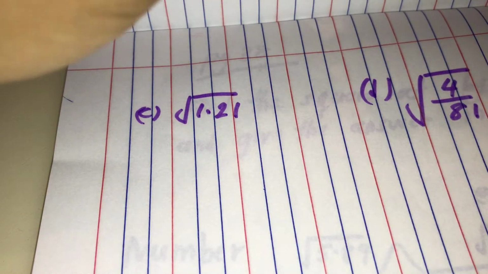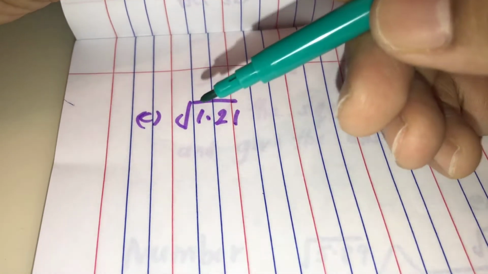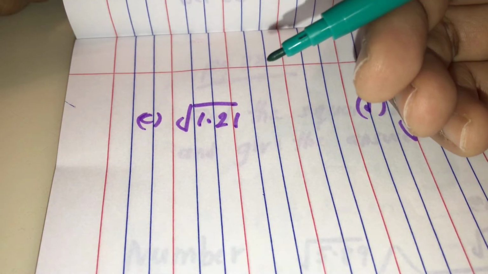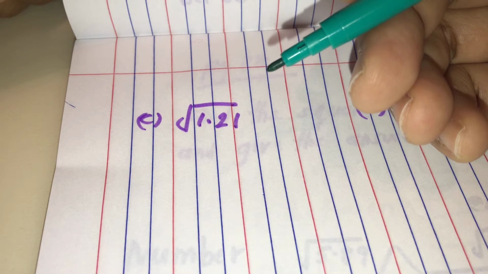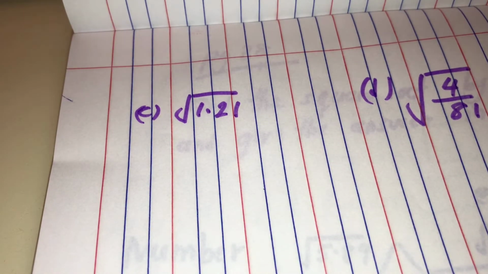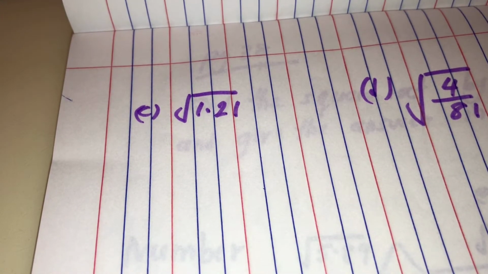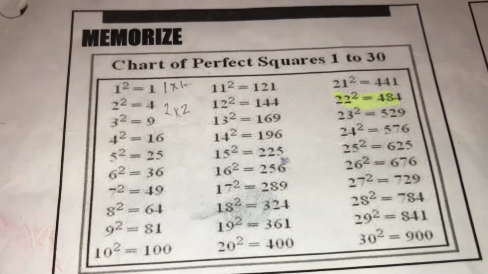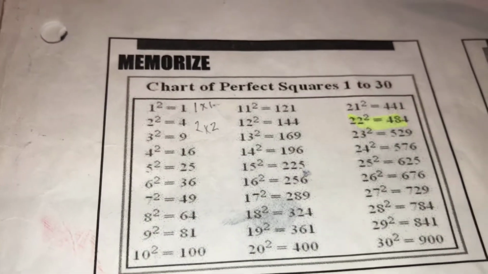Continue. Square root of 1.21. If you memorize perfect squares, you know what number you multiply to get 121, which is 11. 11 square is a perfect square. You refer to this. That's why you have to memorize this. 11 square here.